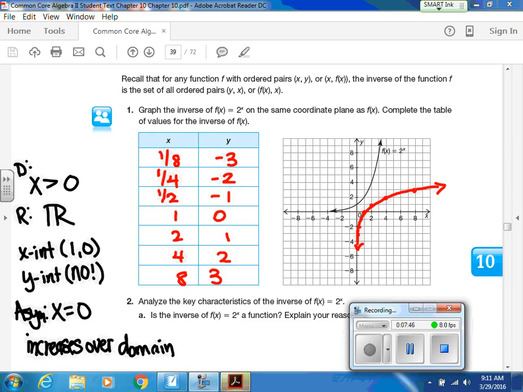So x is not approaching infinity. X is approaching 0. The graph is approaching negative infinity. But when it goes this way, it is approaching infinity. A little bit more infinity. That's it.